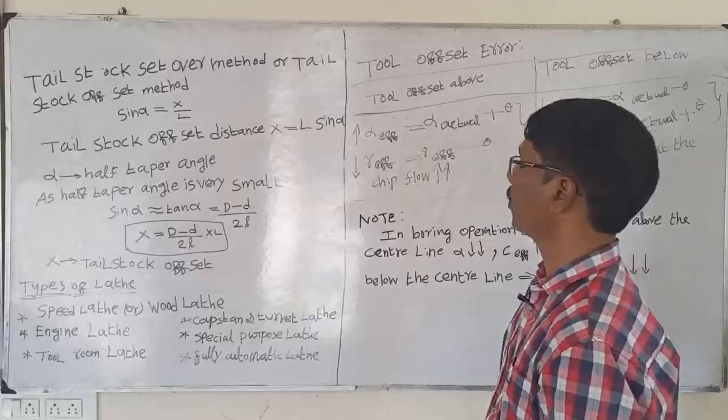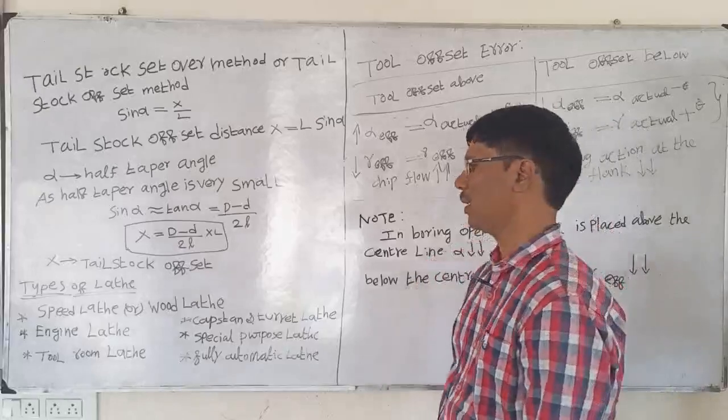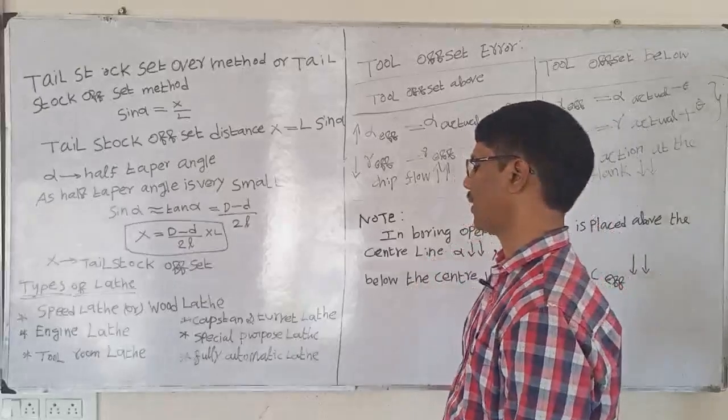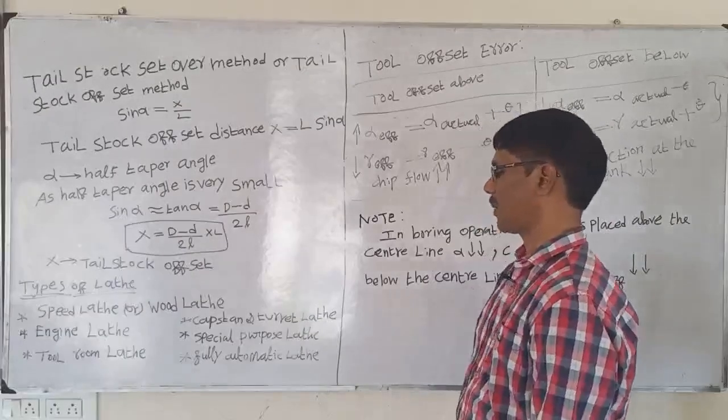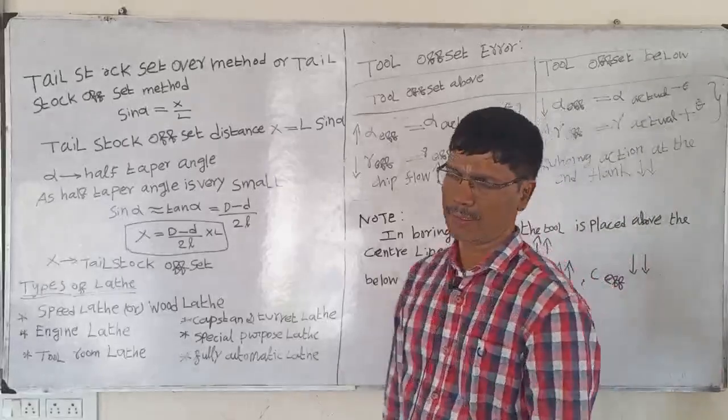The next thing we are going to learn about is the types of lathe. We have different types of lathe: speed lathe or wood lathe, engine lathe, tool room lathe, capstan and turret lathe, special purpose lathe, and fully automatic lathe. These are the different types of lathe.